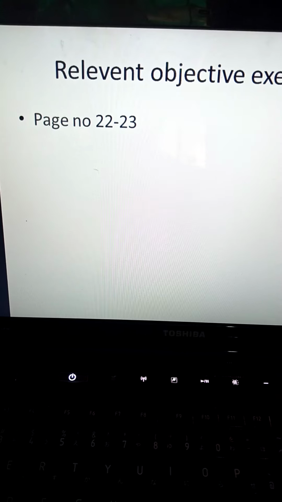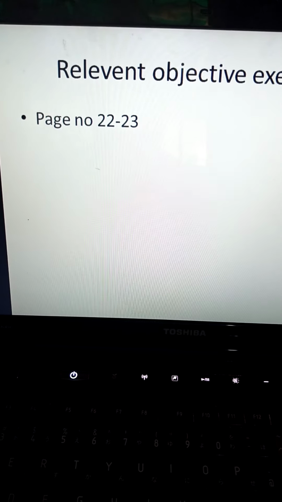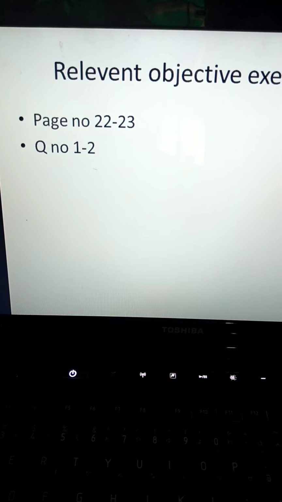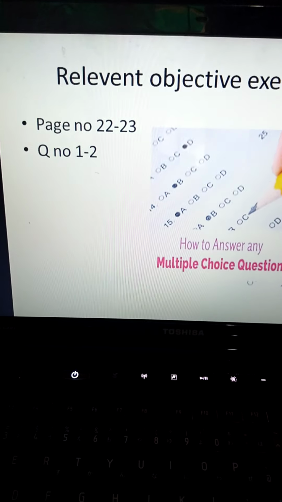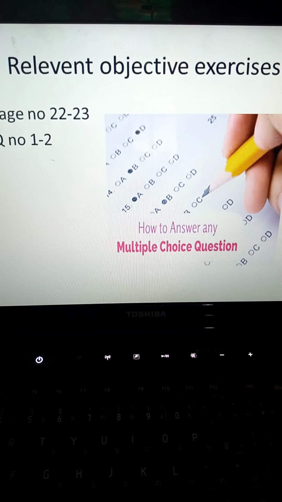Relevant objective exercises: you will find the relevant objective exercises on page number 22, 23, question number 1 and 2. So this will come under your objective exercises.